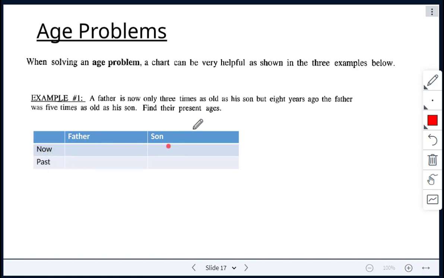All right, so the father is 3 times as old as his son right now. And then we have the past because we're looking at 8 years ago. So we'll call the son X, and then the father is 3X. We get that from the question that the father is now only 3 times as old as his son. Okay, so that's that. So the past, this would be 8 years ago.